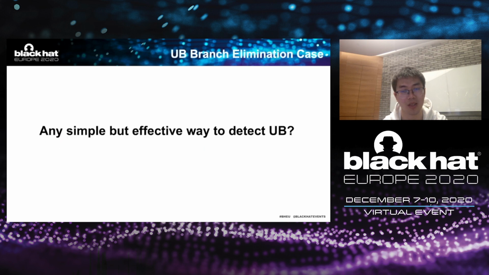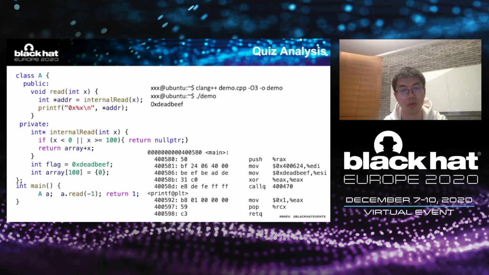Is there any simple but effective way to detect undefined behavior? Let's turn back to the quiz for inspiration. I disassembled the executable and found there are no bound check branches in function main at all.